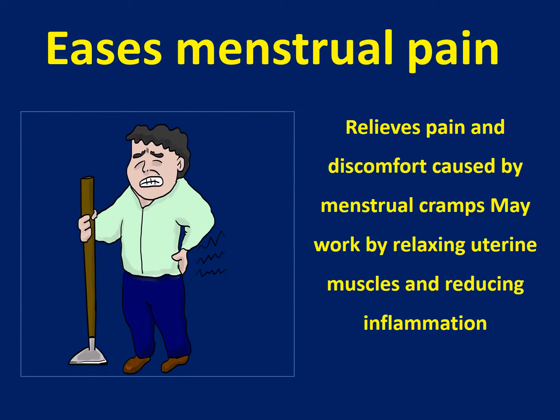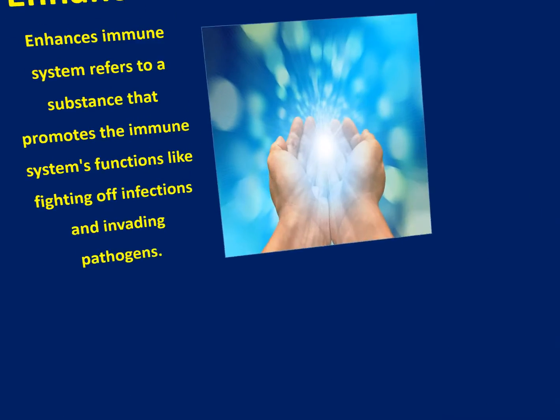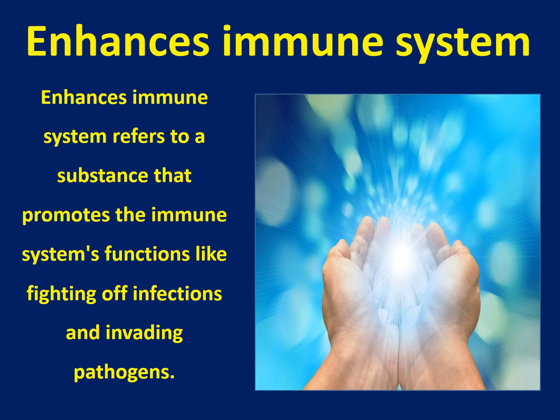Eases menstrual pain. Relieves pain and discomfort caused by menstrual cramps. May work by relaxing uterine muscles and reducing inflammation. Enhances immune system. Enhances immune system refers to a substance that promotes the immune system's functions like fighting off infections and invading pathogens.